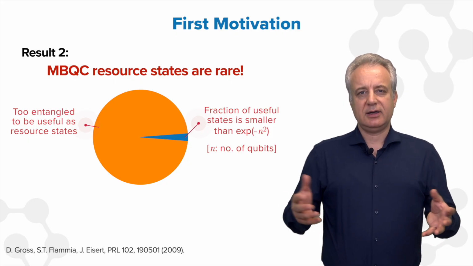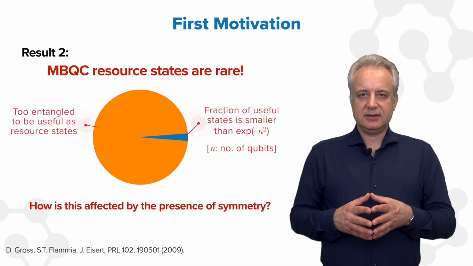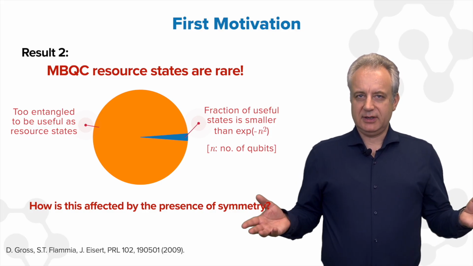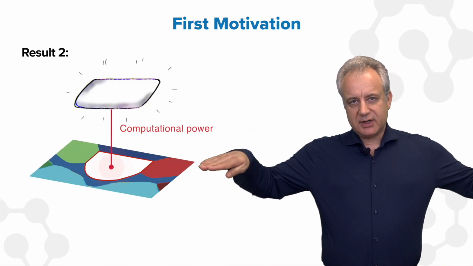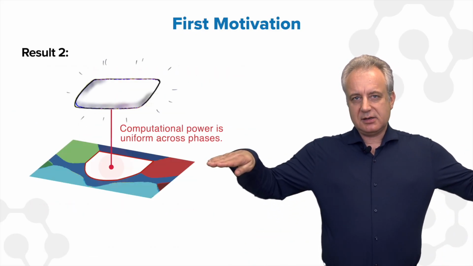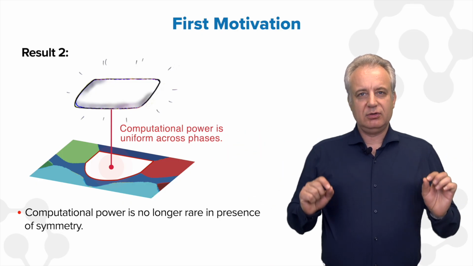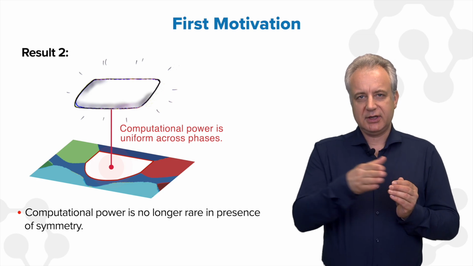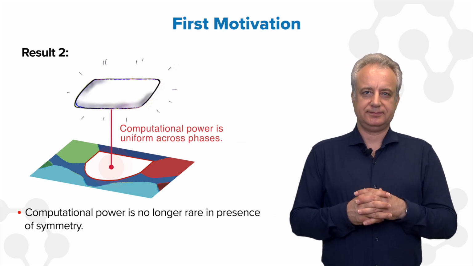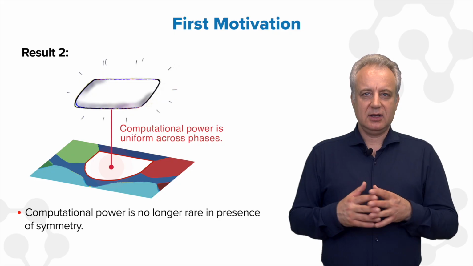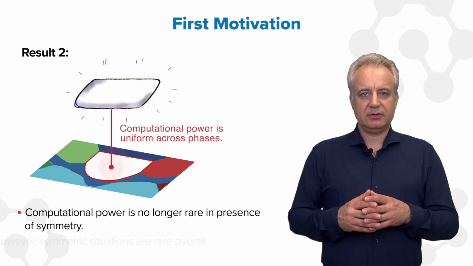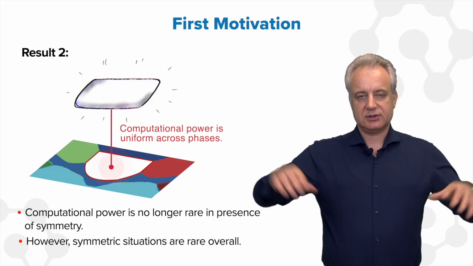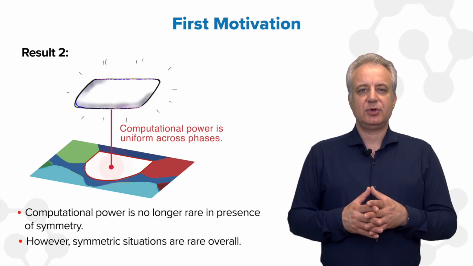We may now ask, how is this affected by the presence of symmetry? As was already mentioned, if symmetry is present, then resource states for measurement-based quantum computation are no longer rare, because now we have these extended phases where computational power is uniform. So in those settings, computational power is no longer rare, but of course the symmetric settings by themselves are rare, and so there's no inconsistency with the previous result.